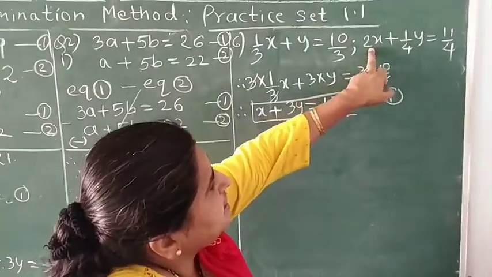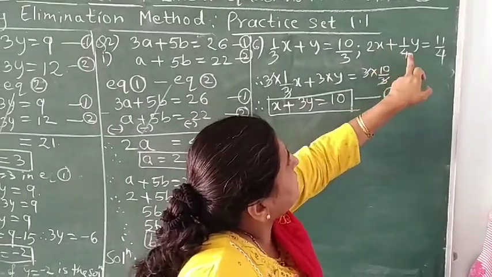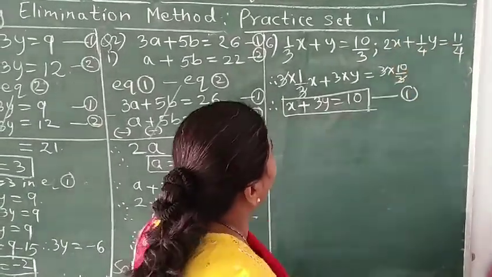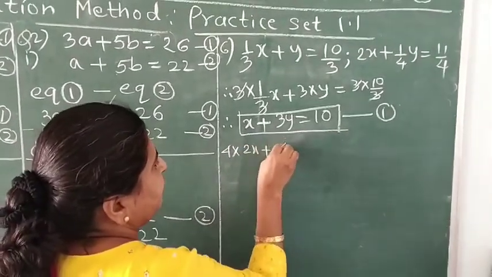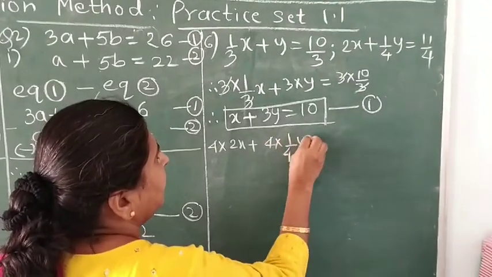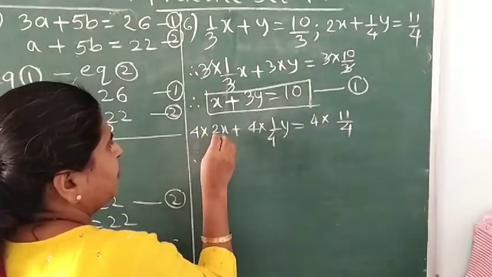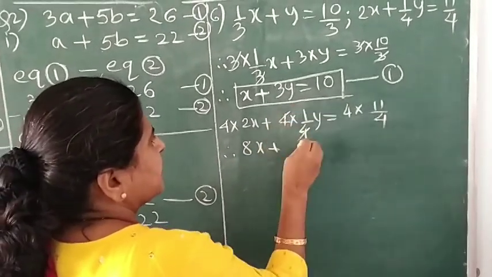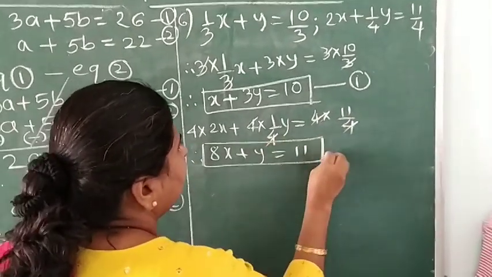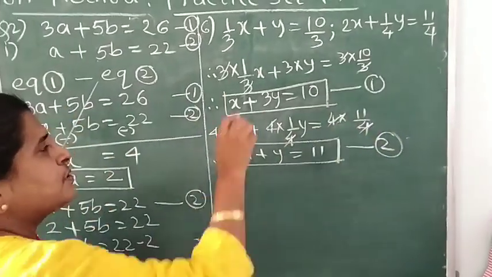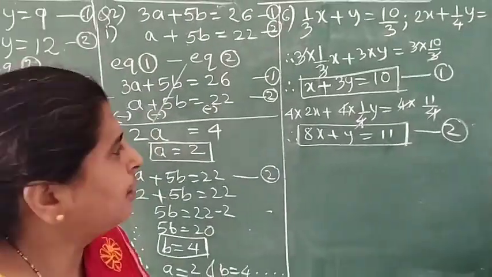Similarly here, if we see this given equation, we have 4 in the denominator. So let's multiply each term of the other equation by 4. If you multiply by 4, so 4 into 2x plus 4 into 1 upon 4 y is equal to 4 into 11 upon 4. Let's multiply here. 4 twos are 8x plus 4 gets cancelled, y is equal to, 4 gets cancelled, 11. So equation number 2. Okay. If you say this 1 and 2, you can say this 3 and 4. It doesn't matter much what numbers you are giving.